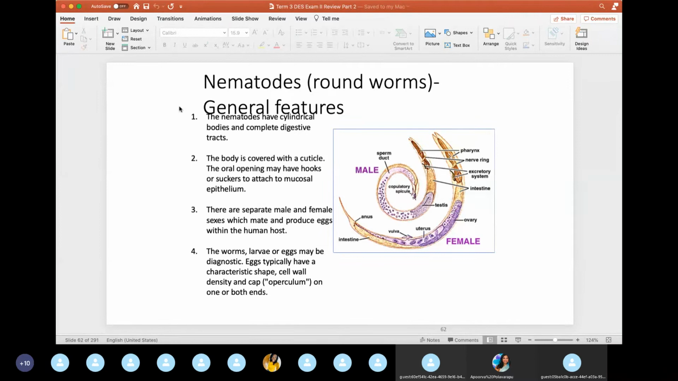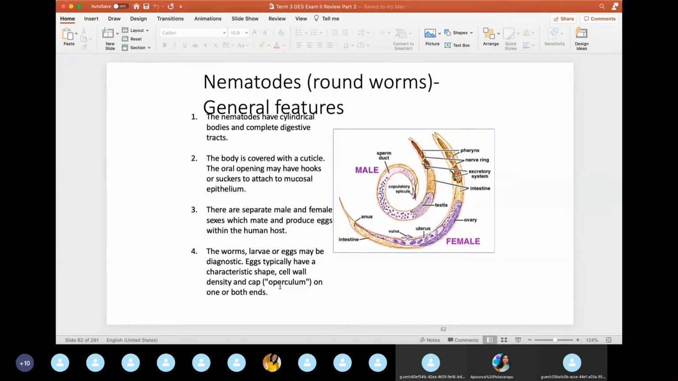Let's go to different kinds. Okay, put a star here. Nematodes, the general features of your roundworms. They have cylindrical bodies. They have a complete digestive system. You have separate male and female sexes. They're not hermaphrodites. They have both male and female species, right? And the eggs have a characteristic shape. They have a cap and a cell wall on both ends. You call this one operculum. Highlight that one. So for eggs, they have a characteristic shape, cell wall, density, and cap. They have an operculum on one or both ends.